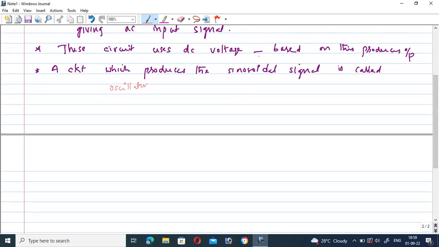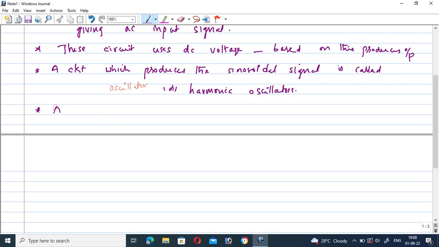A circuit which produces a waveform other than sinusoidal is called a waveform generator. The circuits which produce sinusoidal signals are also called harmonic oscillators.